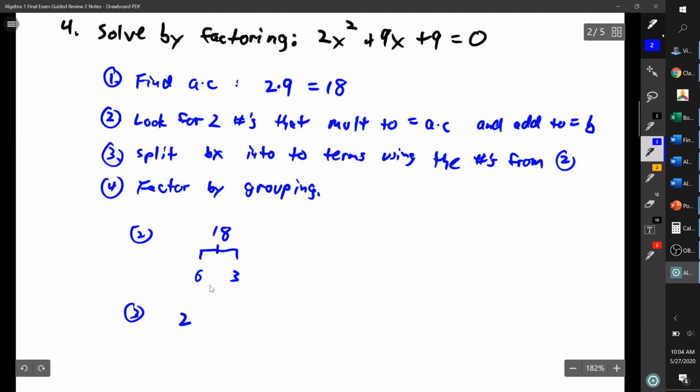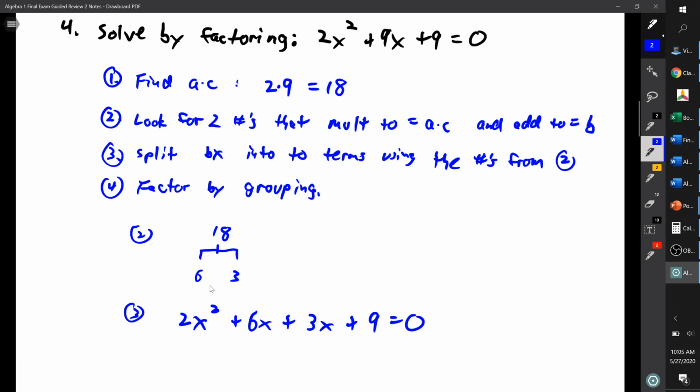So that looks like this. I'm going to rewrite my whole equation: 2x squared, instead of plus 9x, I'm going to do plus 6x plus 3x, plus 9 equals 0. Note 6x and 3x combine to be a 9x. So I haven't really changed what I'm dealing with. I've just changed what it looks like. Now I can do my factor by grouping.